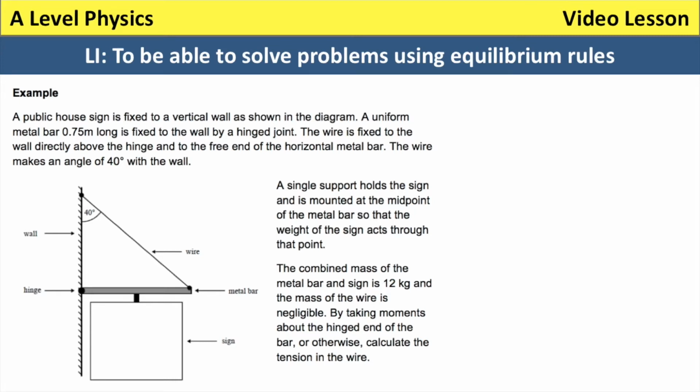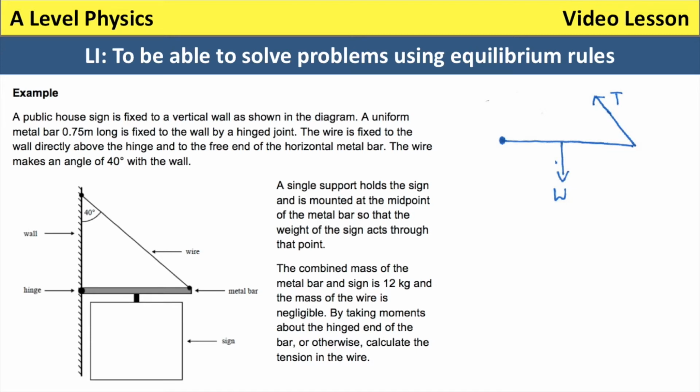That metal bar is going to be behaving as the lever. And then of course there are two forces acting on it. We've got the weight of the sign and the bar itself acting from the centre of the metal bar, and then acting from the end furthest from the hinge we've got the tension in the wire. Now I can draw out those forces as shown there. We've got the weight acting down from the centre and the tension acting at the far end from the hinge.